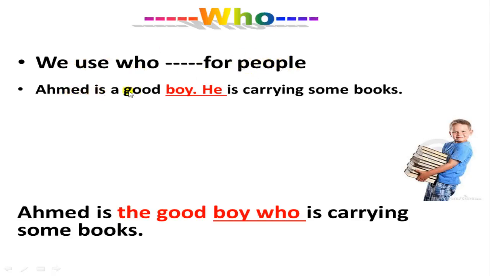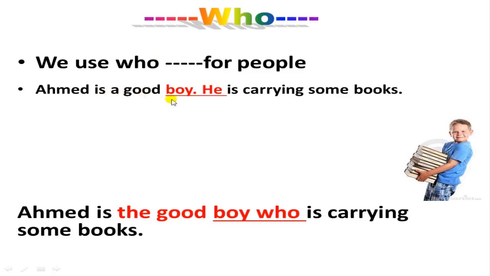Example: Ahmed is a good boy. He's carrying some box. So this is Ahmed. He's a good boy. He's carrying some box. Here we have two sentences. Ahmed is a good boy, sentence number 1. He's carrying some box, sentence number 2. What is the repeated word? He. He, a boy. He is the subject. So use who.